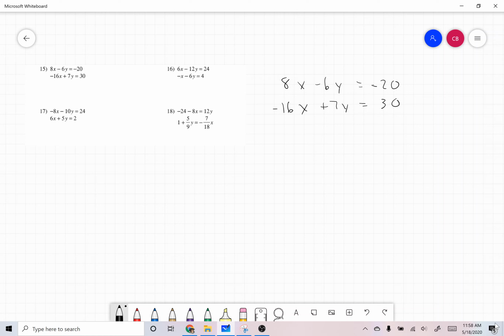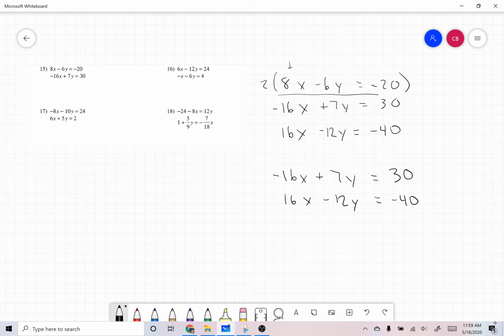So notice that this is an 8 and this is a negative 16. So this is a multiple of 2 away from 16. Well, I'm sorry, negative 2 technically, but we want a positive 16 to add to a negative 16 to give us 0. And so if I multiply everything in this top row by 2, I have 16x minus 12y is equal to negative 40. Okay, now I have two equations now, negative 16x plus 7y. And this one represents the other equation. Multiplying by 2 does not change anything as long as I do it to everything.